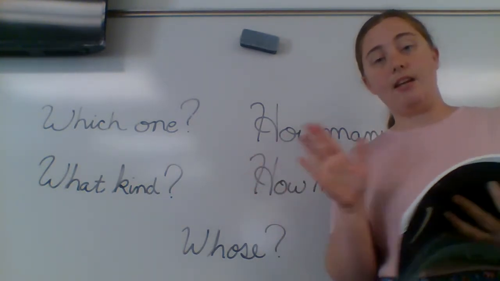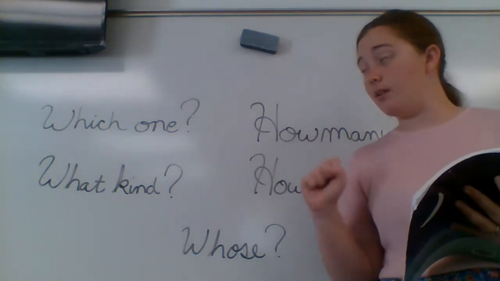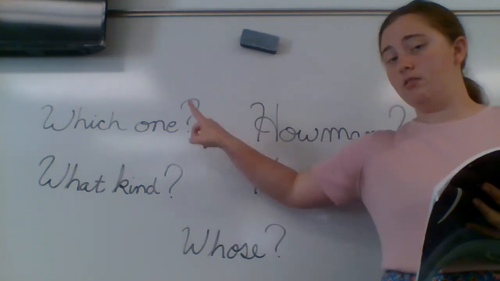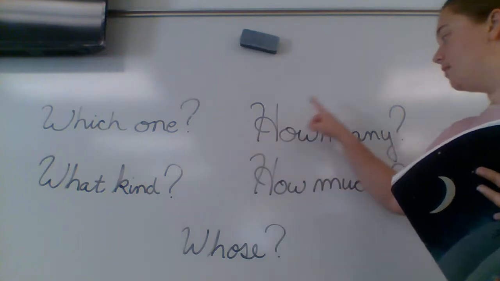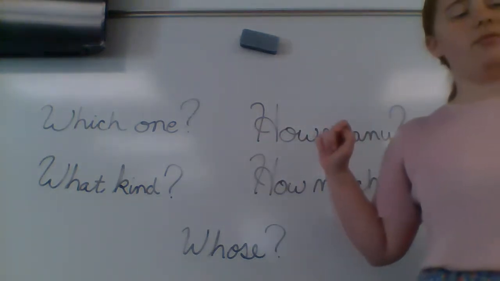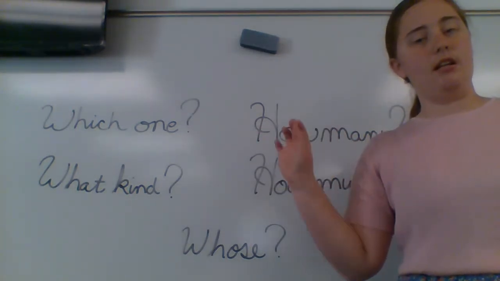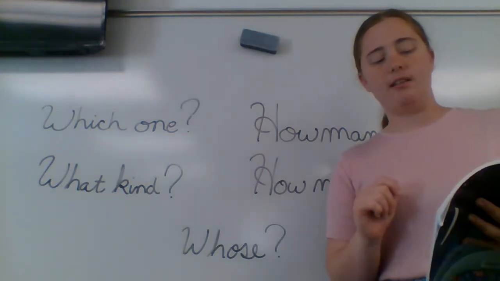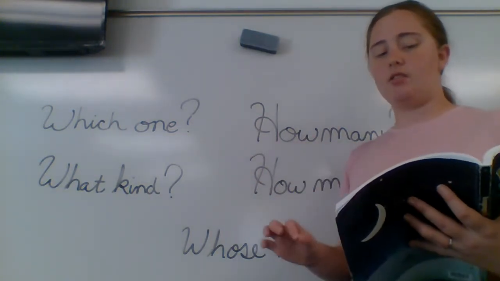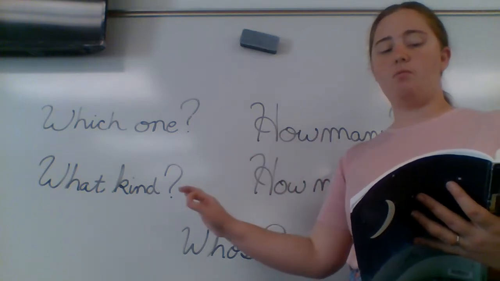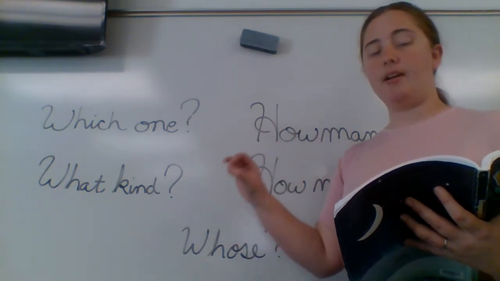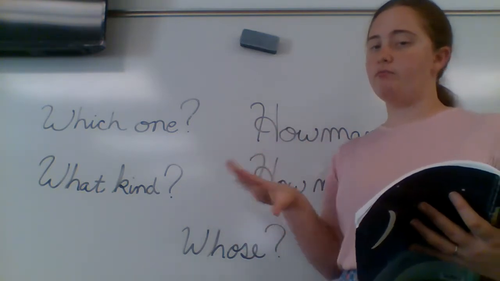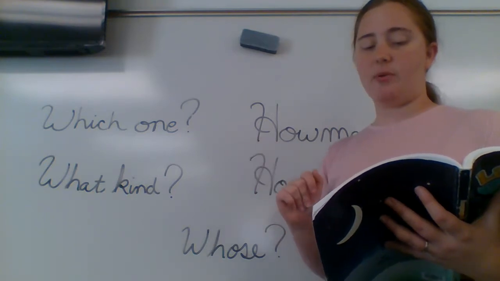So in the book, we've only gone over 3 questions. We've gone over which one, what kind, and how many. Now, in the book, page 145, it says an adjective may answer one of these questions. We've already gone over that. It says what kind, how many, and which one. Now they're in a different order, but it's okay. It doesn't change how we do things.